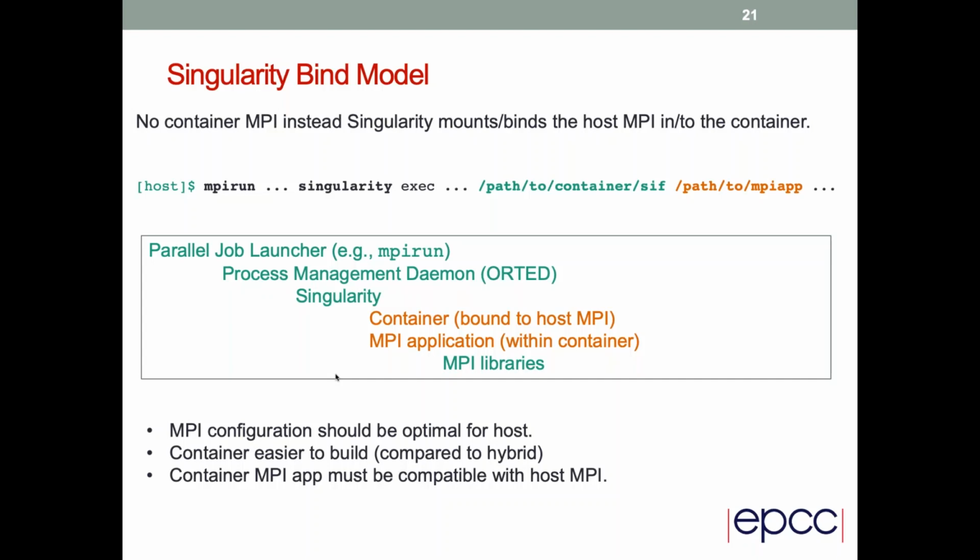With the bind model, things will be easier to build typically. Well, there's less to build. Not only do you not have to build an MPI library, but you wouldn't have to build any software that sits in between MPI and the containerized application. This might be something like file IO, such as HDF5, which is a parallel file IO library, or things to do with linear algebra, such as the Math Kernel Library, and also fast Fourier transforms as well.